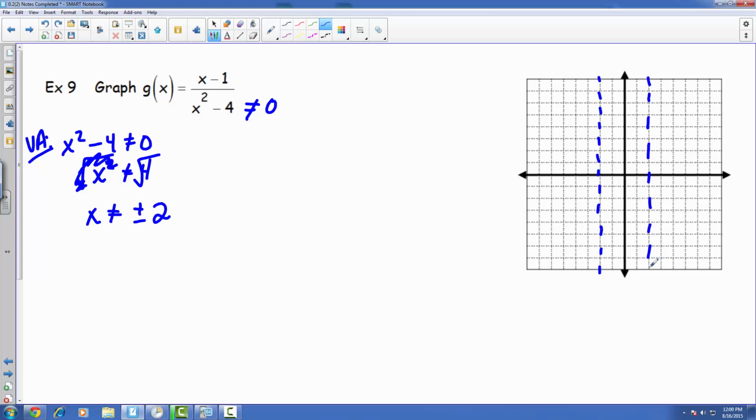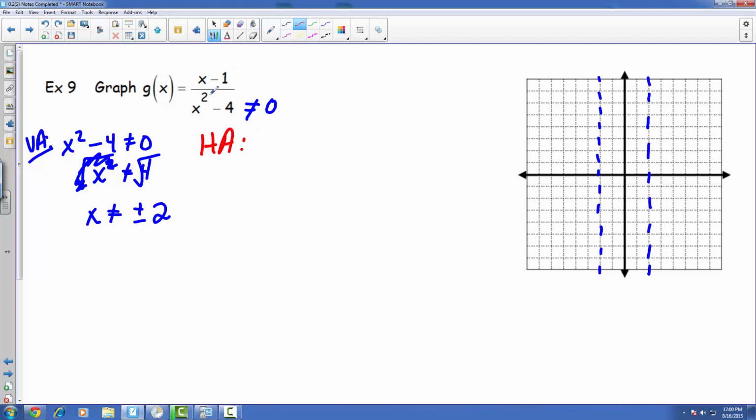Now the vertical asymptotes really just cut things into different pieces. Because we have 2 vertical asymptotes, we're going to have 3 different sections that we're looking at. Before we find those 3 sections, let's find out what our horizontal asymptote is.